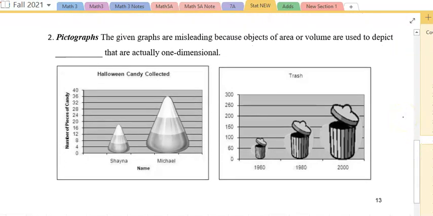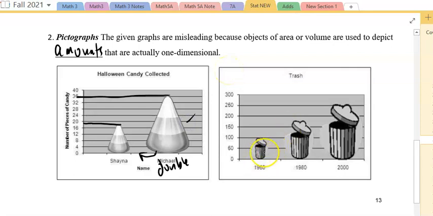Pictographs. The given graphs are misleading because objects of area and volume are used to depict amounts that are actually one dimension. Think about it: this is about 18, this is 36, so this is double. But somebody looking at this sees something that looks 5 times as big.